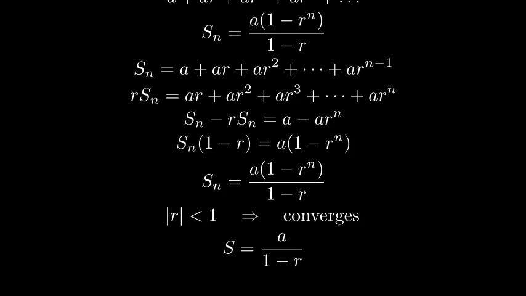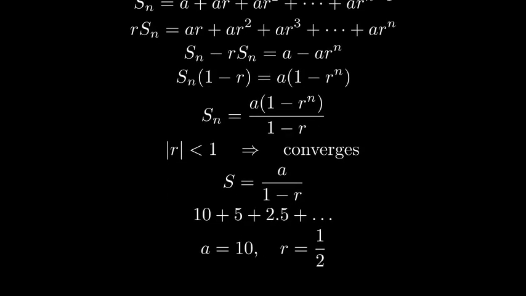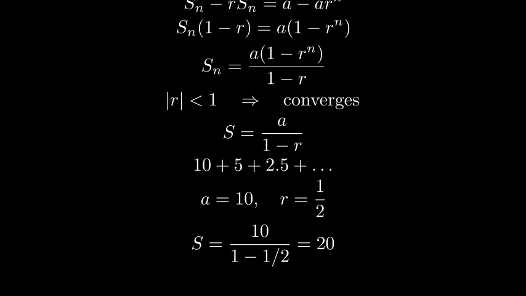Example: does the series 10 plus 5 plus 2.5 and so on converge? The first term is 10, and the ratio is 1/2. Since the absolute value of 1/2 is less than 1, it converges. The sum is 10 over 1 minus 1/2, which equals 20.